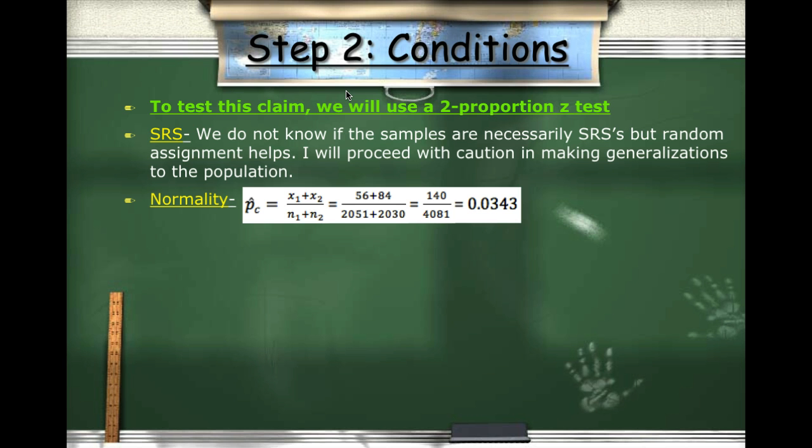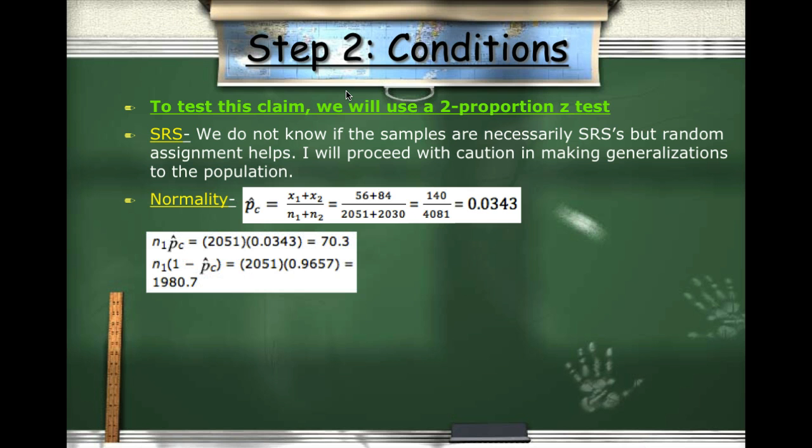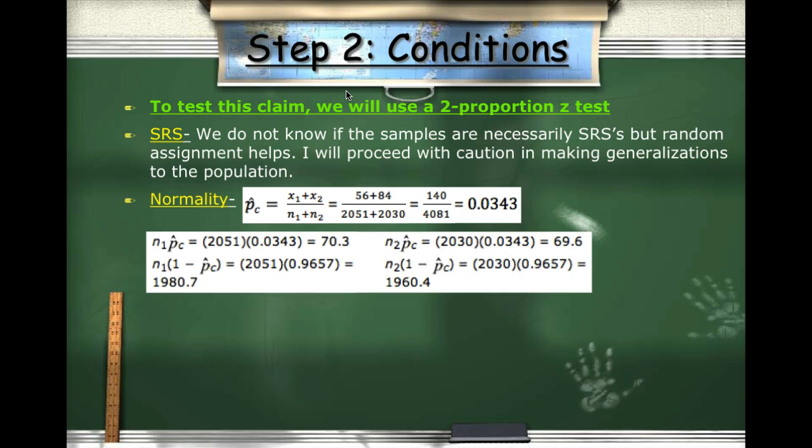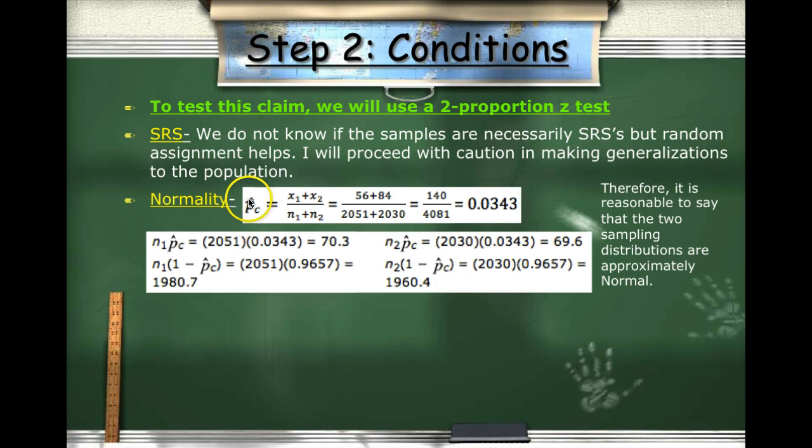Now, I am going to use this in my normality condition because, once again, I believe my proportions are equal to each other. So I'm going to check my first sample size against this combined proportion, and then I'm going to check my second sample size against this combined proportion. Now notice, they are all in fact greater than or equal to 10, and so I can say it's reasonable that the two sampling distributions are approximately normal. Once again, I'm only using p combined because this is a significance test.